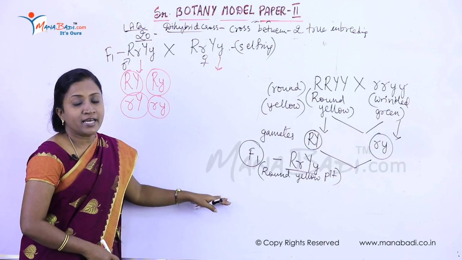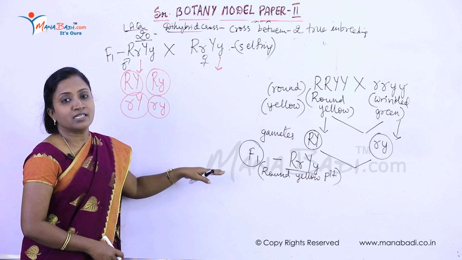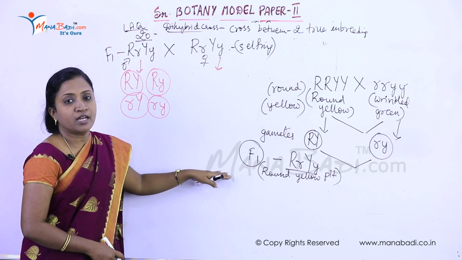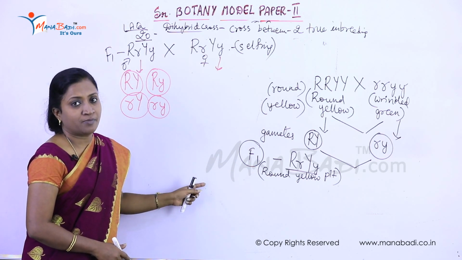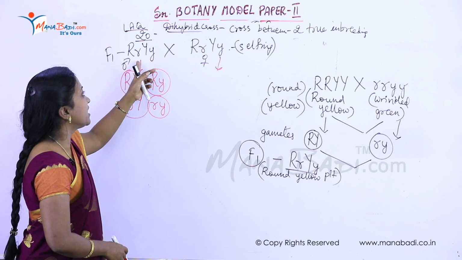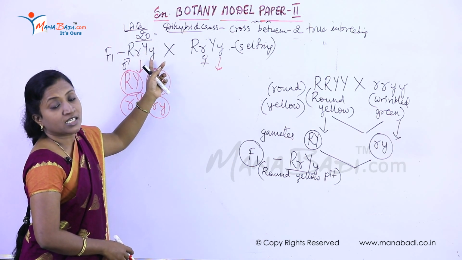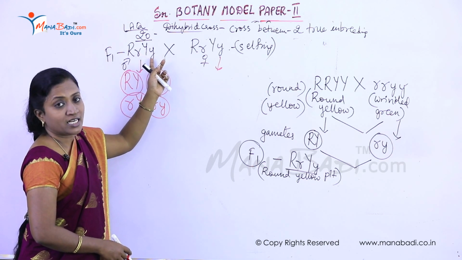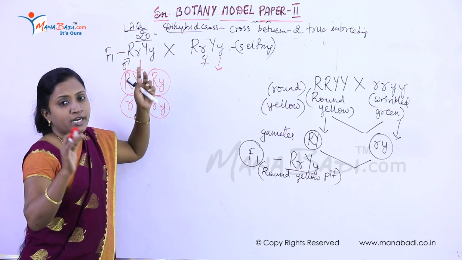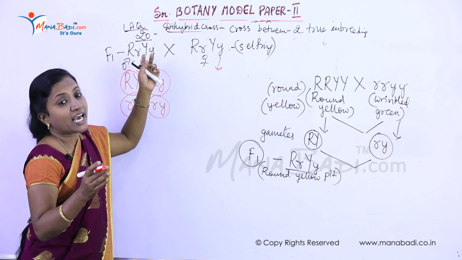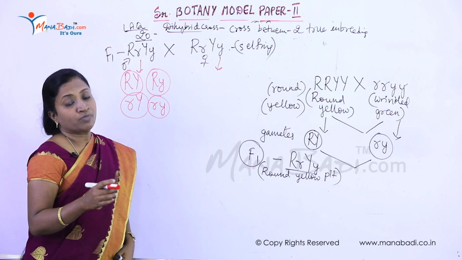The offspring obtained is the first filial generation, capital R, small r, capital Y, small y, which is a heterozygous dominant parent. Why I am calling it dominant is that it carries the dominant characters, that is round and yellow.